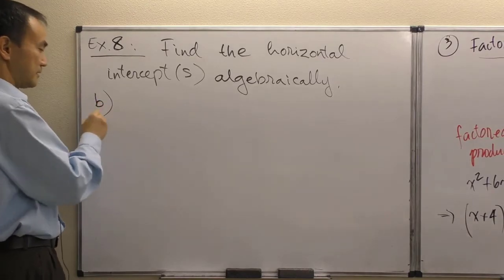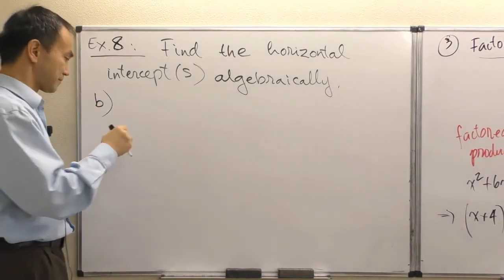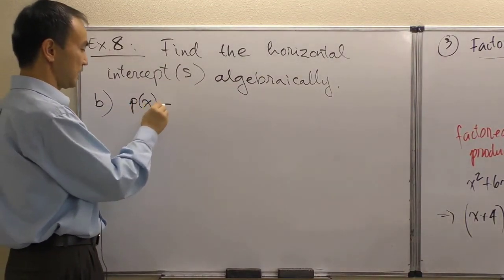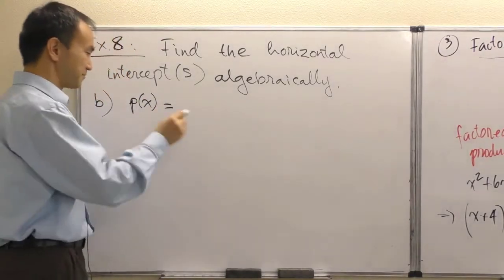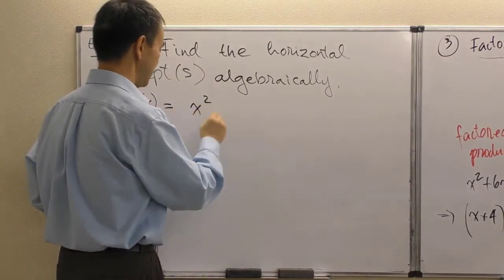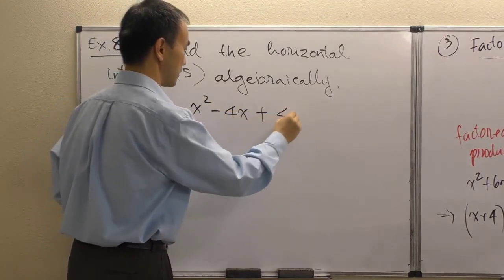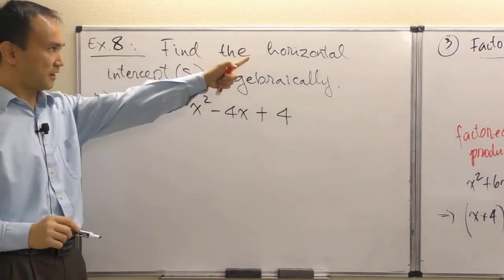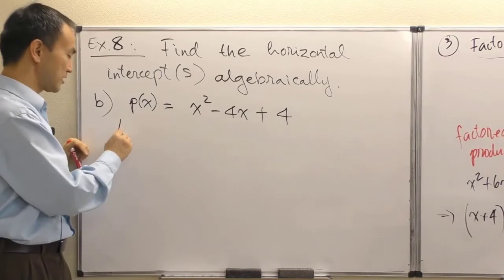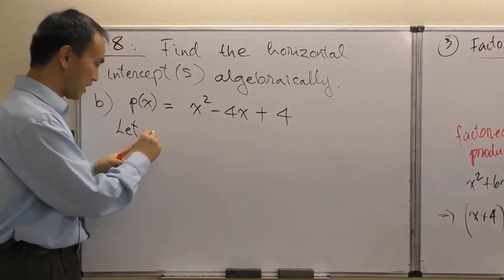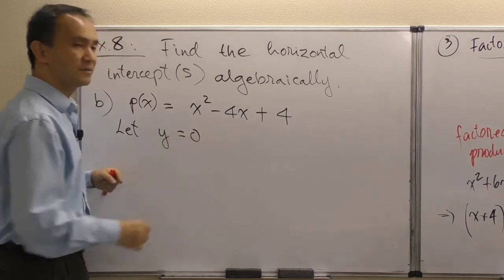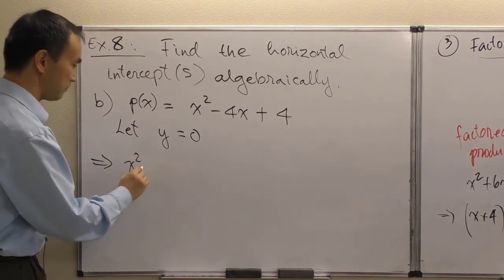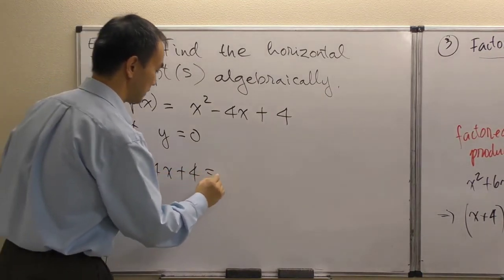Let's look at part B right here. I'm going to call that the polynomial here. Let me show another quadratic: x squared minus 4x plus 4. To find the horizontal intercept algebraically, we start out by letting y equal 0. That will consequently produce the equation x squared minus 4x plus 4 equals 0.